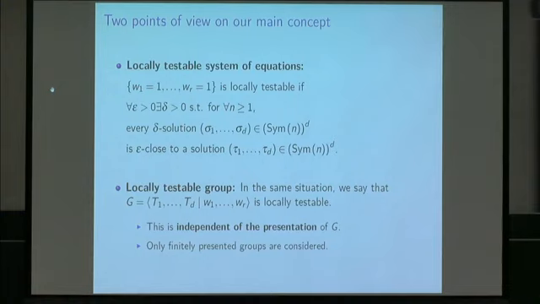And we also have the group theory point of view: in this same situation of a locally testable system of equations, we say that the group presented by those equations as relators is locally testable, and this is independent of the presentation we choose. Yes, if 2 presentations give me isomorphic groups, then either both are locally testable as equations or both are not. And when I'm talking about locally testable groups, I will always only consider finitely presented groups.